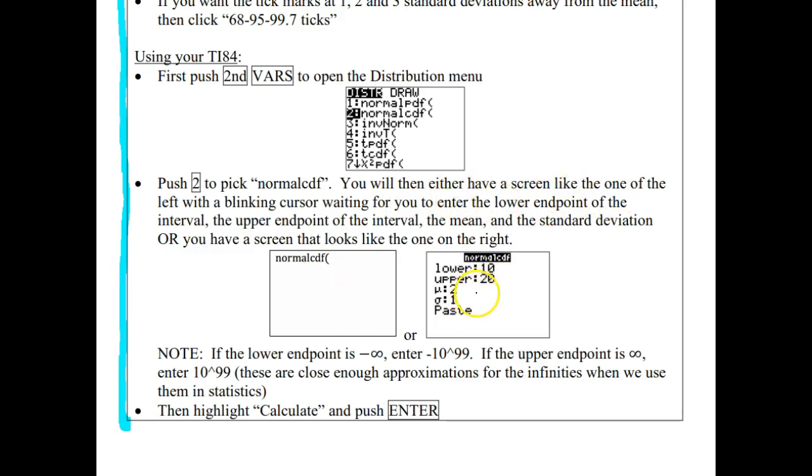Within your textbook pages, you should circle which one of these looks like your calculator and cross the other one off, because it just depends on if you have the older operating system. Yours says normal CDF with an open parenthesis and a blinking cursor. But if you have the newer operating system, it says normal CDF and then it actually lists the 4 things that it's waiting for you to give to it.